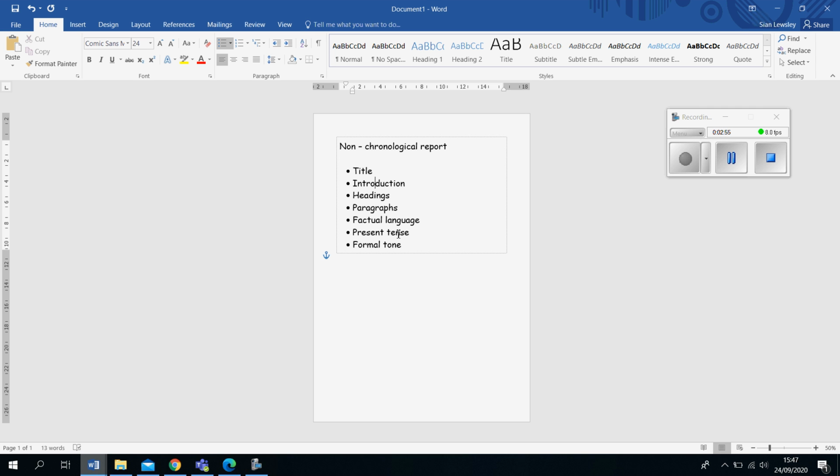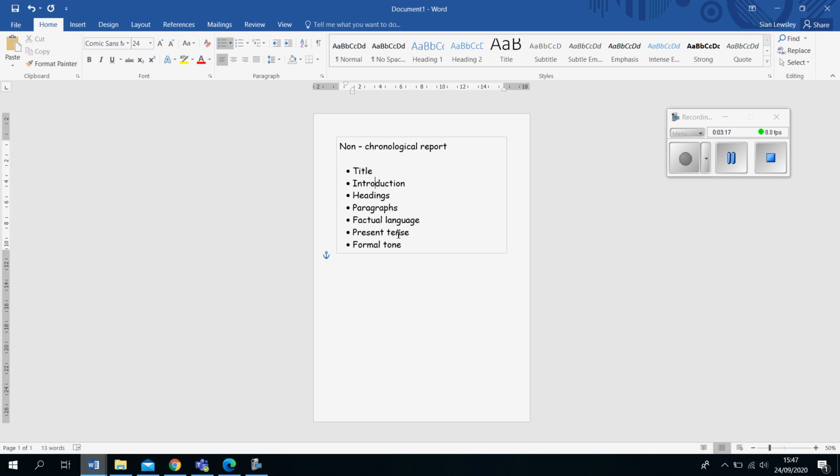Non-chronological reports also use factual language. That means that they use language which is true and real. They don't give opinions about things. So you wouldn't find, I think that sharks are the scariest animals ever. You wouldn't find language like that in a non-chronological report, because that's someone's opinion.